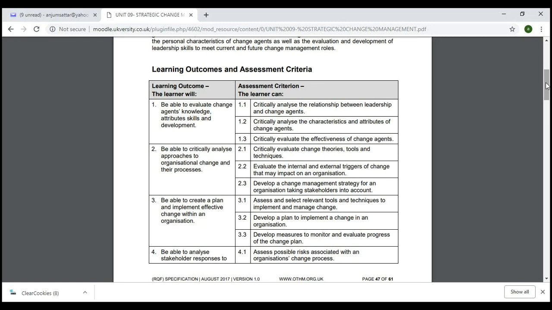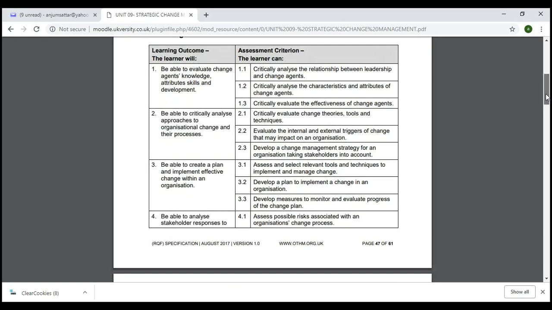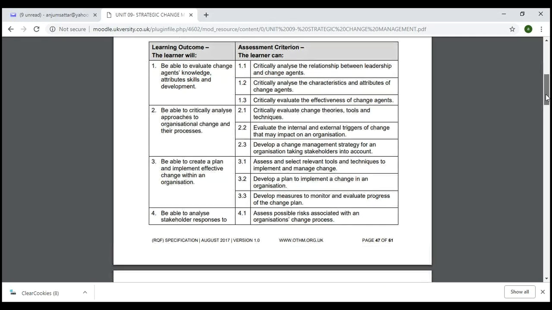In the second LO, we discussed different theories, like the cultural web as well. We discussed different models, why people are against the change, and what the forces are. We discussed the 3D model as well and various other models. Under this learning outcome, we discussed the stakeholders' role, various stakeholders, what is meant by stakeholders, and how we can measure their power and interest, to implement the change effectively within our organization.